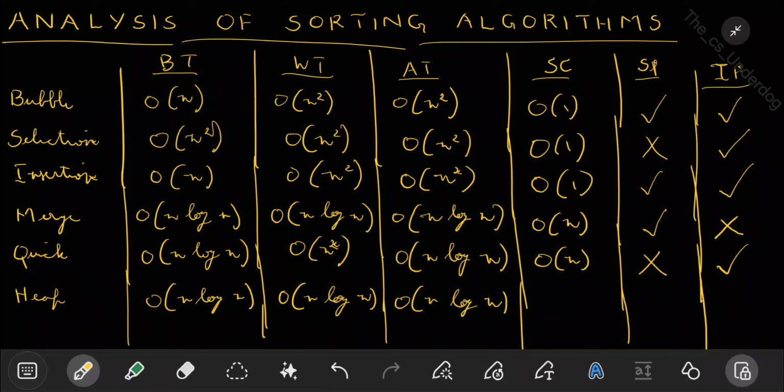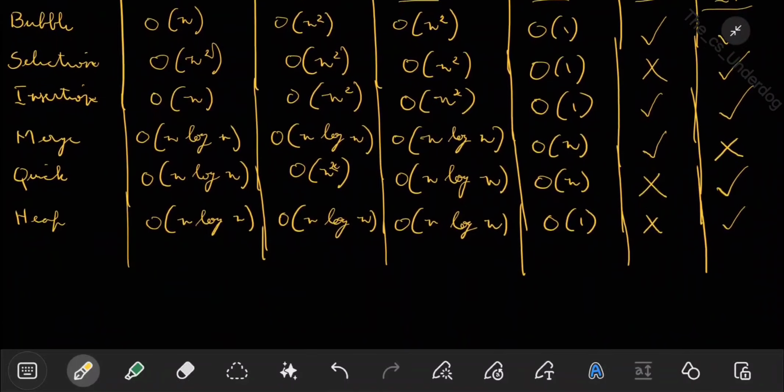And is heap sort taking extra space? We are building an additional heap, but that is done within the array itself. We are not using any extra memory. So space complexity is constant space, no additional space used. What about the stability of the algorithm? Heap sort is not stable because you can't really guarantee the order. And is it in place? Yes, it is in place because you're not using any extra space for this.